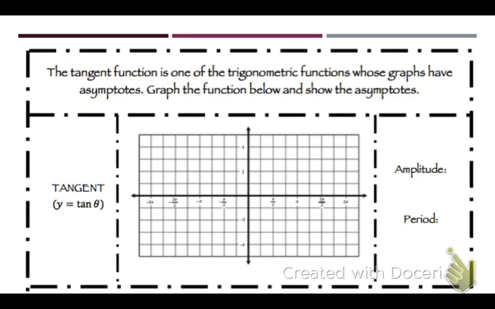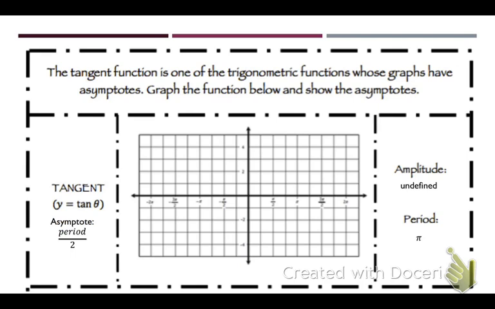Okay, tangent now. So tangent is a little bit different. We have asymptotes in tangent. And there's no amplitude. We have a fake amplitude, which I'll talk to you about. But the amplitude is undefined because this graph is going to go north to south. So it's going up and down forever. Okay? And my periods are pi instead of 2 pi. So sine and cosine, the period is 2 pi. Tangent, the period is pi.